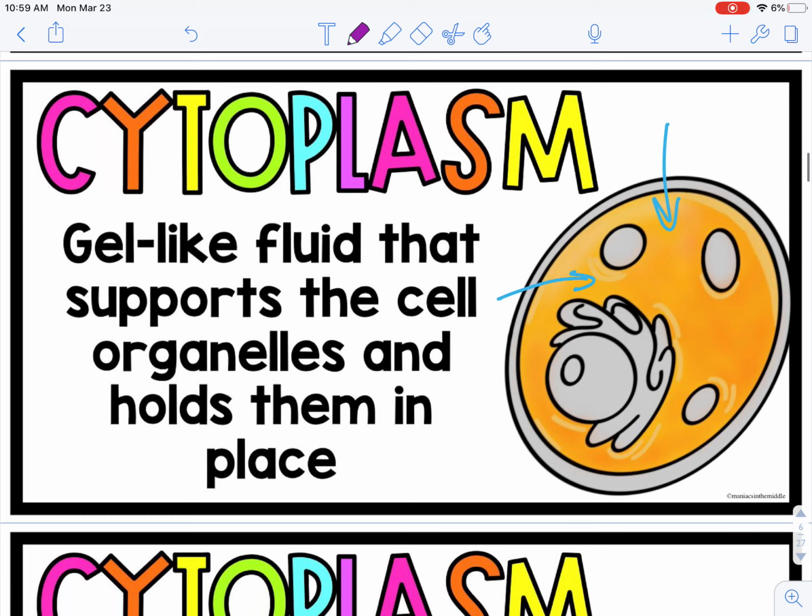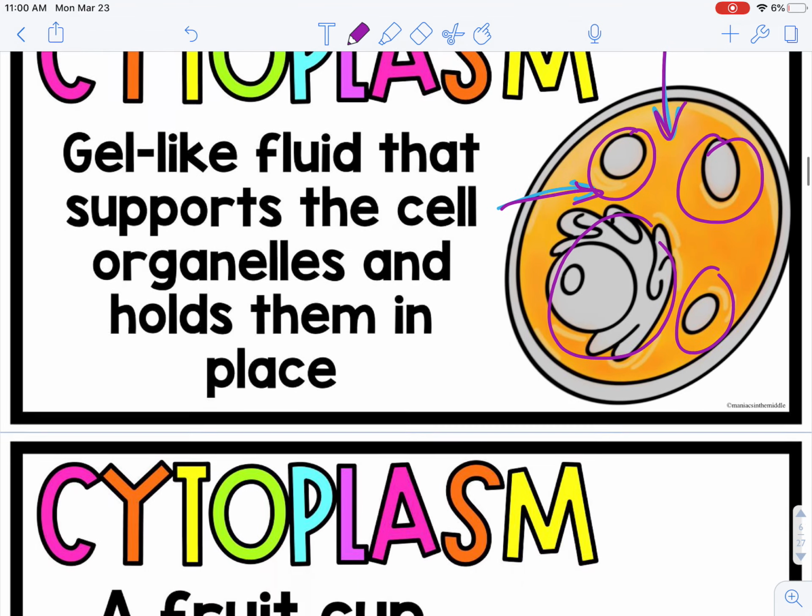Your next organelle is the cytoplasm. So it's the gel-like fluid that supports the cell organelles and holds them in place. So you'll see here the blue arrows, and I'll kind of outline them again. It's pointing to all of that orange kind of gel-like fluid in the cell that the organelles, which are the gray, are sitting down in. So I like to think of it a little bit like Jell-O.